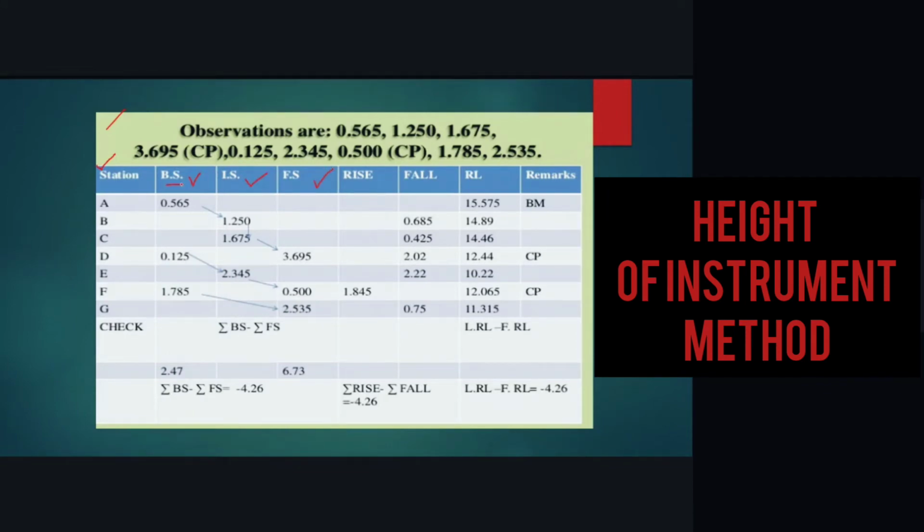As I have told you, this column will always be plus. Interside reading and foresight reading will always be negative. And if there is a rise, then in this column we will add the rise, and in this column we are going to add the fall. Rise means the reading next to it is higher than the previous one, so that is why it's written rise. And the fall means that the coming value is lower than the previous value, so it will be written in negative. And then we have to write the reduced levels, and then finally the remarks.